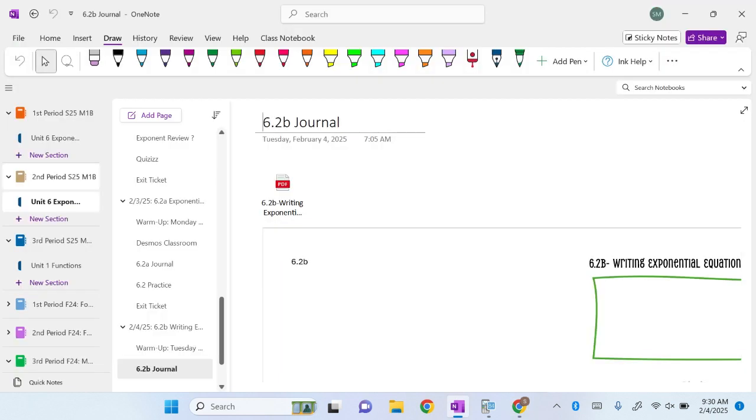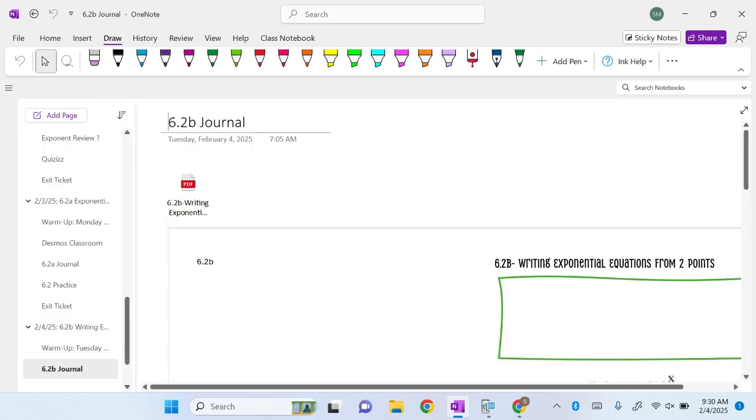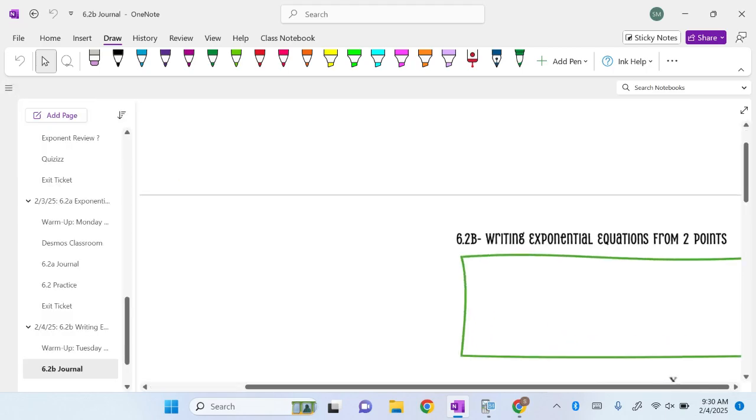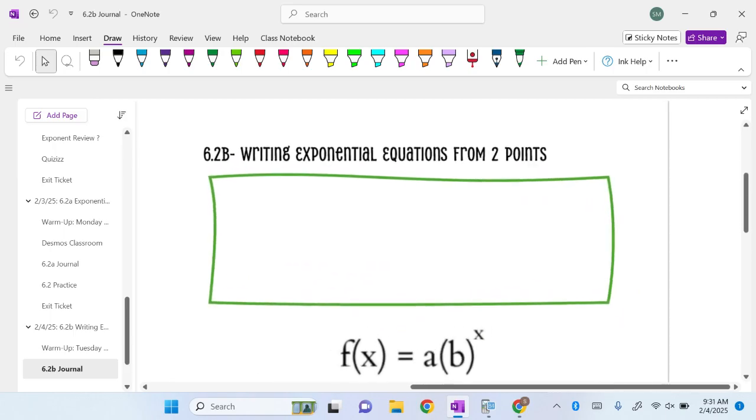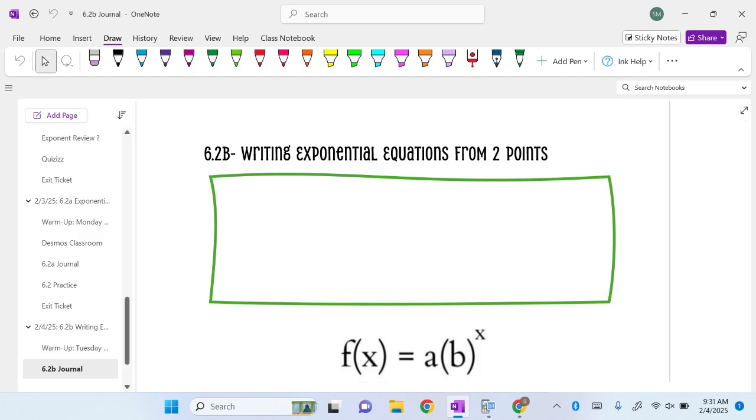All right, guys. So today, what we are doing is we are continuing to talk about writing exponential equations. So we're taking a lot of the points that we talked about yesterday and building on it. Yesterday we talked about writing exponential equations from tables and graphs. Today we're going to be talking about writing them from 2 points, whether they flat out give you the 2 points or you get them from a word problem. That's what we're basically focusing on today.